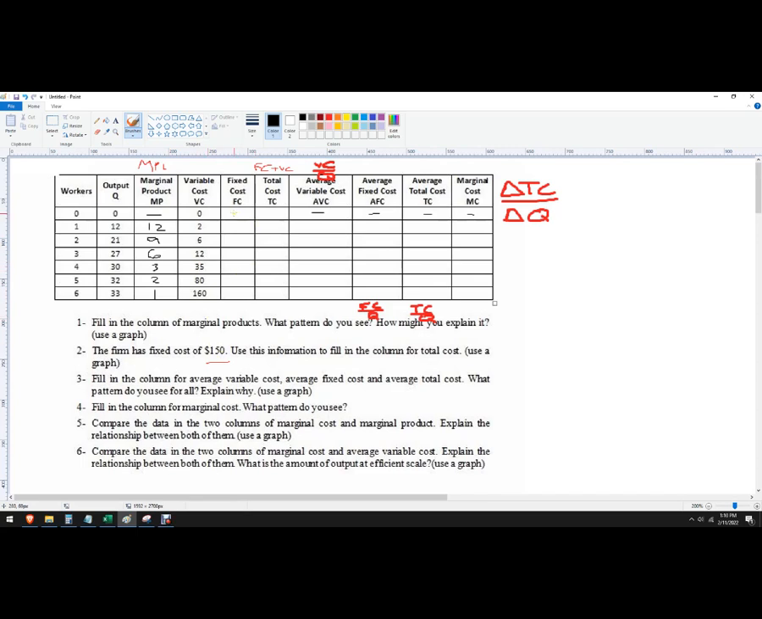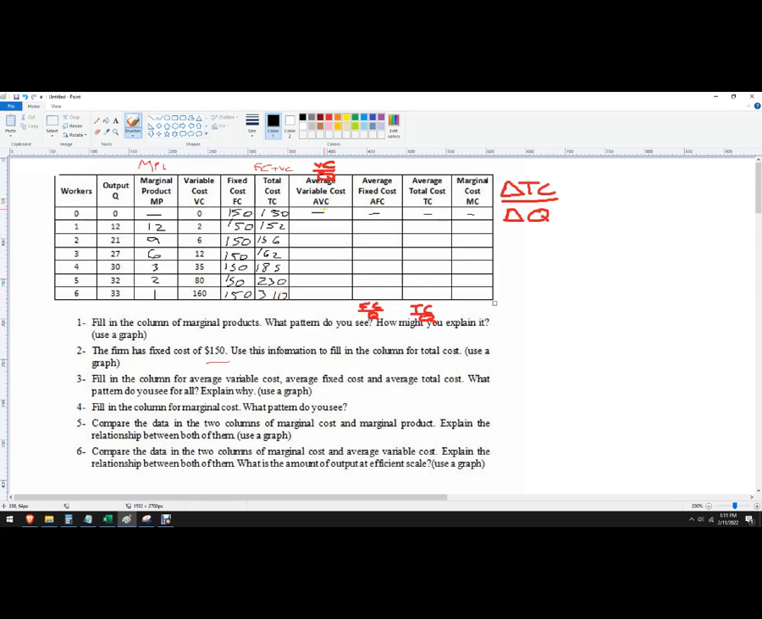It tells me that 150 is the fixed cost. So this is 150. Just copy that all the way down. Total cost is variable cost plus fixed cost. So 150 plus 0. What is it? 310. Okay.